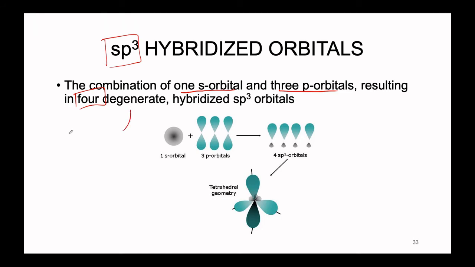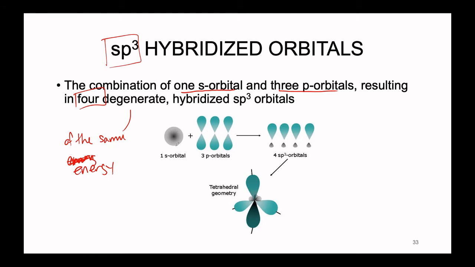And also as a reminder, the word degenerate means of the same energy. I want to be really clear with my writing. So 4 degenerate orbitals of the exact same energy. Each of these orbitals is exactly identical.